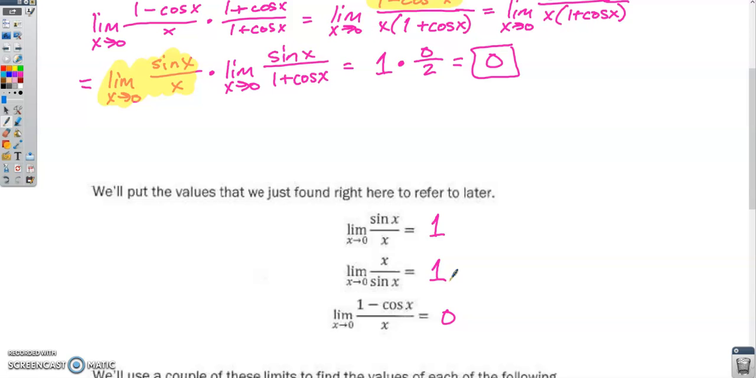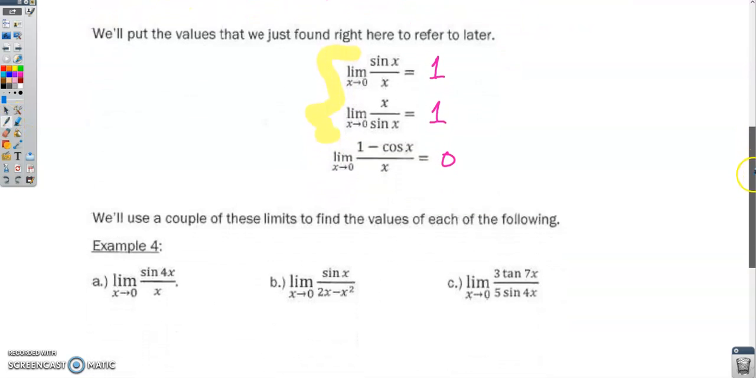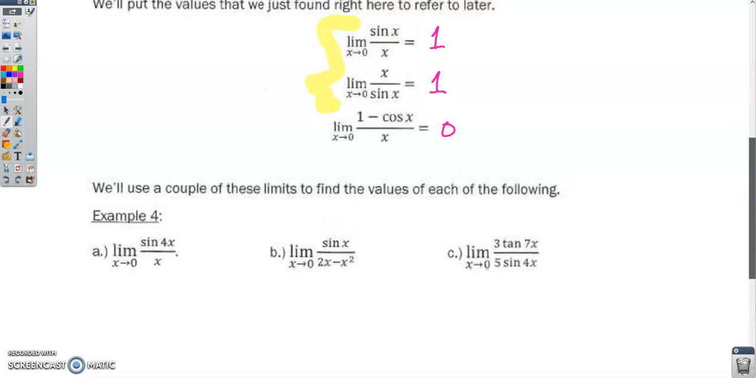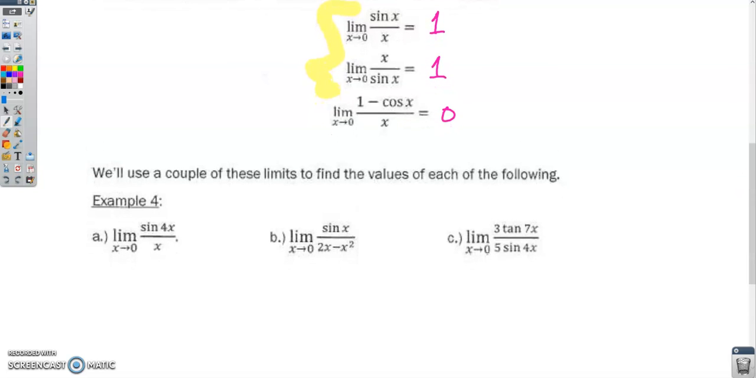And so anytime we have a limit as x goes to 0 and we can break out a sine of x over x or an x over sine of x, we can replace that as a 1. And anytime we are breaking down a limit and we can break out a limit as x goes to 0 of 1 minus cosine of x over x, we can break that out as a 0. All right. Now, of course, these first two we're going to use a lot more than the third, in my opinion and in my experience. Let's look at how we can use some of these in context and how they might work.